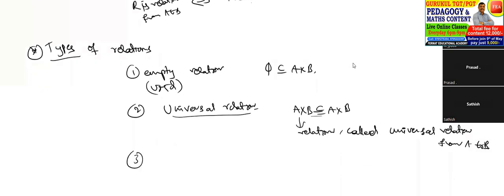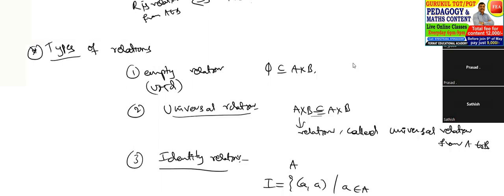Next is identity relation. What is identity relation? You take any set A. Not A cross A, but the set of all ordered pairs of the form (a, a) such that a belongs to A. It's nothing but the identity relation. A goes to A itself. So this is about the number of relations from A to B.